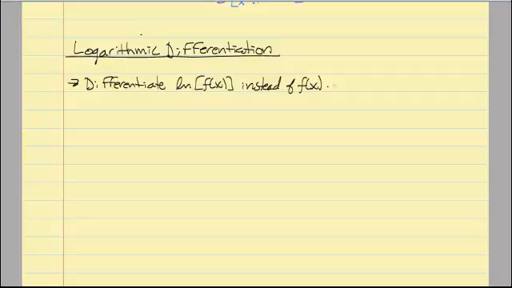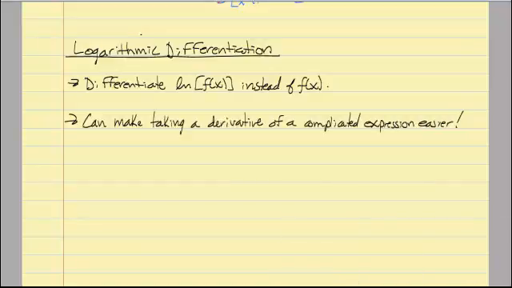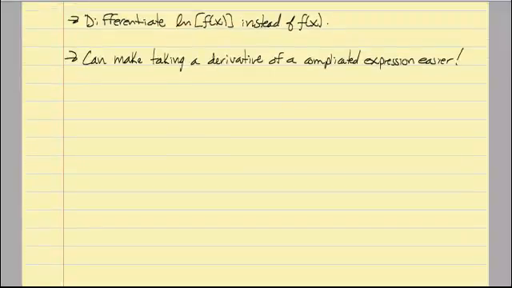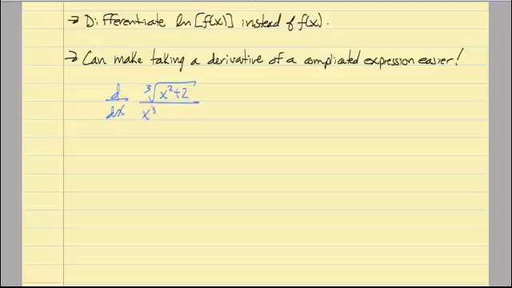Not all the time, sometimes it's just easier to take a straightforward derivative, but a lot of times it does make it simpler. So we're going to make two cases here. Our first case is that you can take a derivative of a complicated expression a lot easier if you take the natural log of it. So let's look at an example where we kind of have a complicated expression. Let's look at the derivative with respect to x of the cubic root of x squared plus 2 over x to the 5th times x squared minus 1 to the 4th.